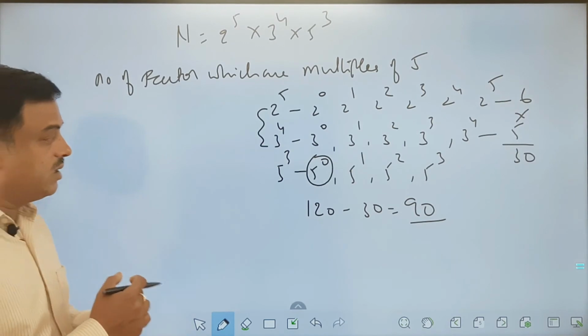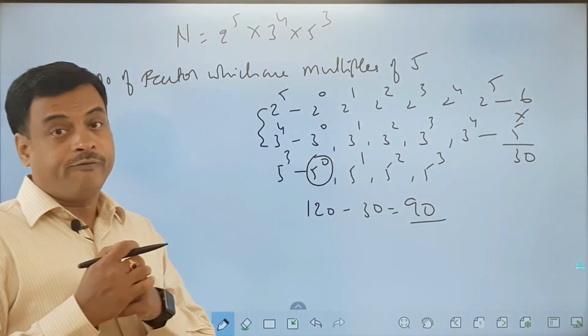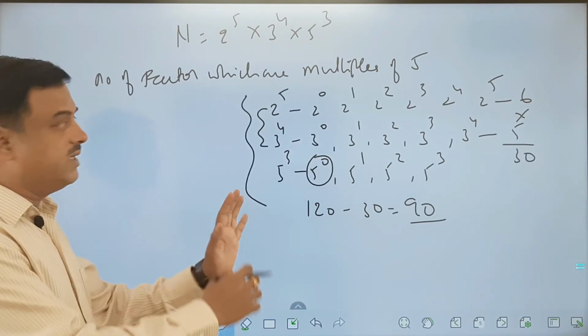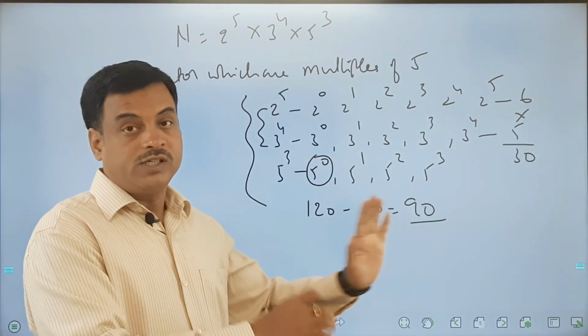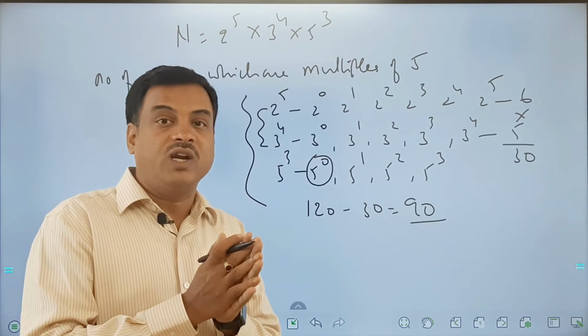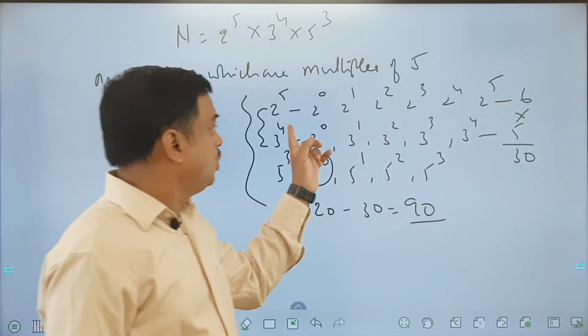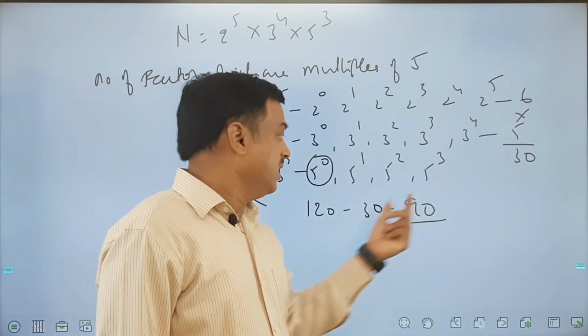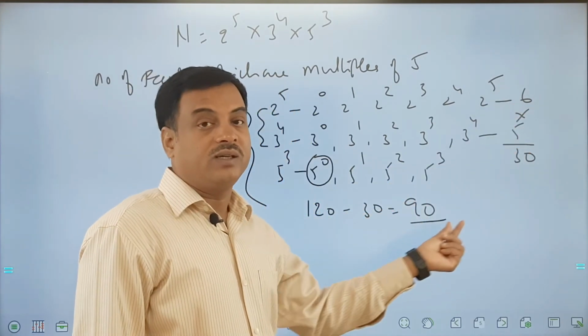So this is the method to find the number of multiples of 5. There is an alternate method here. Straight away we can find out. What I did here is a reverse method. First, I got all the factors which are not multiples of 5. So 2 factors, 3 factors I have multiplied, I got 30. From the total factors I have subtracted 30, I got that number.